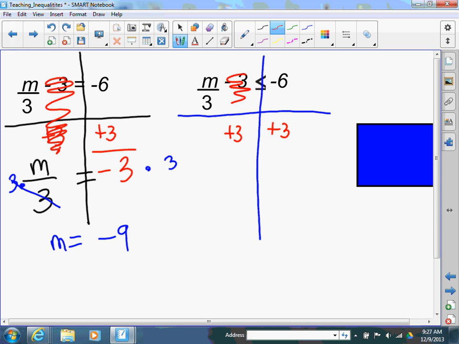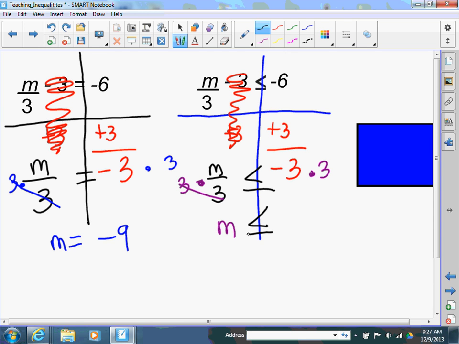These cancel. And we got -3 here. Bring down our symbol. And we have m/3. We'll multiply both sides by 3. And we get m is less than or equal to -9.